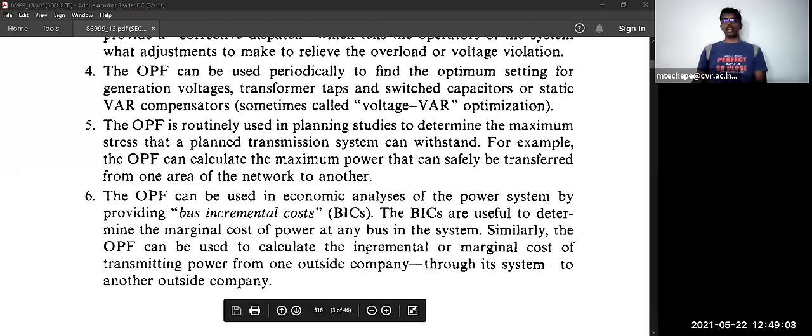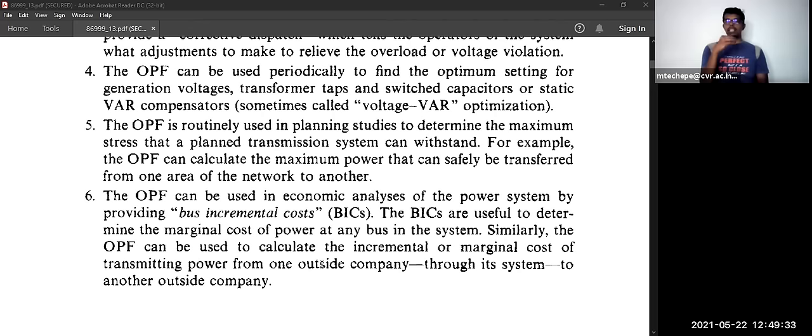Similarly, OPF can also be used to calculate the incremental or marginal cost of transmitting power from one outside company through the system to another outside company. If they know the marginal cost of transmission power from one company through the system to another outside company, that might be very low only. So OPF can reduce the transmitting power cost also. That is also possible in OPF. So there are this many advantages and applications in OPF.